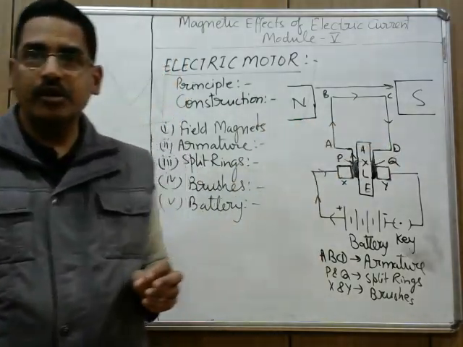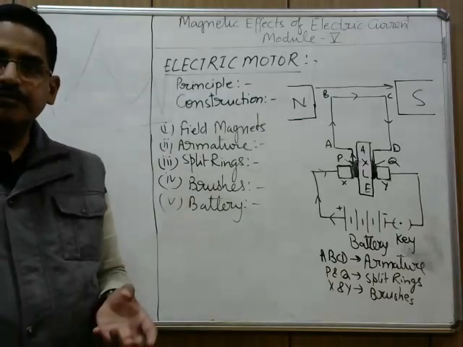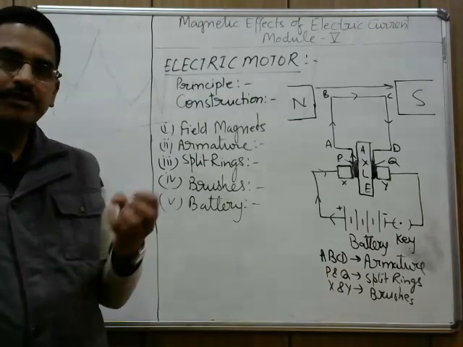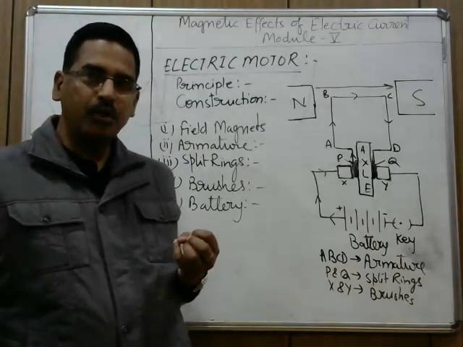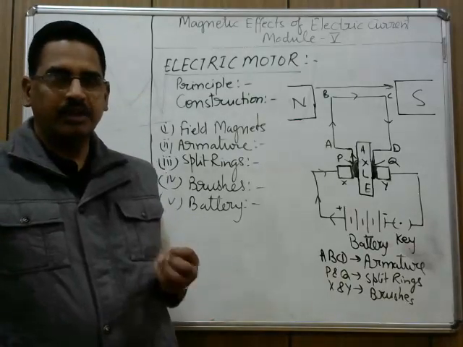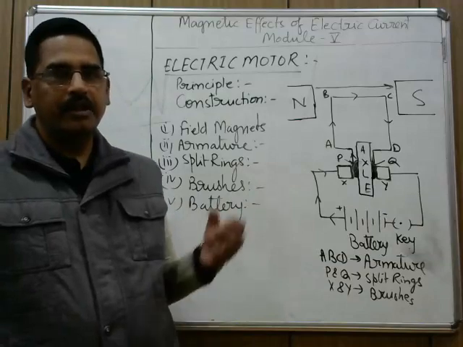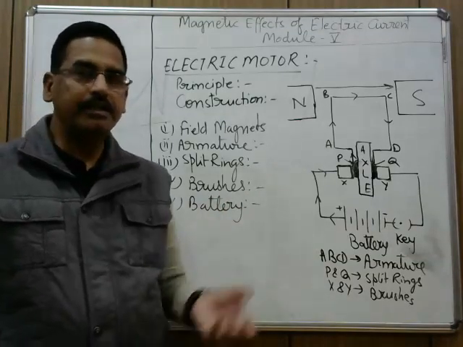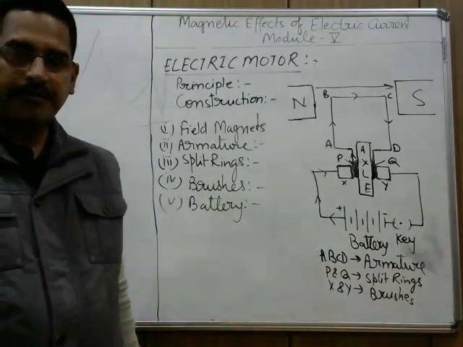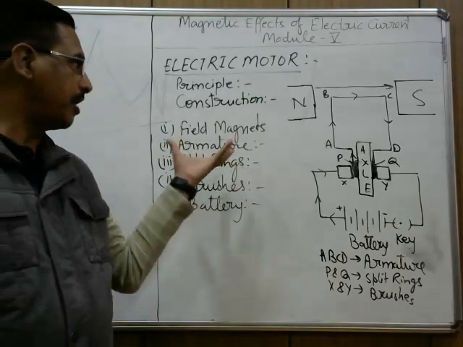ABCD is a rectangular coil wound around a soft iron core. Its function is to provide more power to the motor. And to increase the power, more number of turns of insulated copper wire are taken. By increasing the number of turns of insulated copper wire, we can increase the power of the motor.